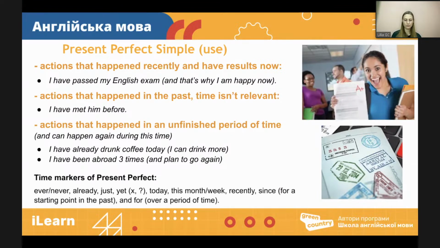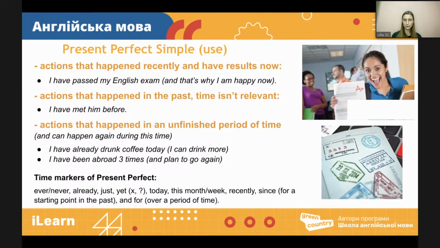And here are some time markers that we typically use. Again, it's all the forms like have you ever, I have never, I have already, I've just, all the unfinished time periods like today, this month, week, year, whatever. And when we mention some time, like for 3 weeks, for 2 years, here you have to be careful not to mix it up with present perfect continuous. We'll discuss it in a moment.